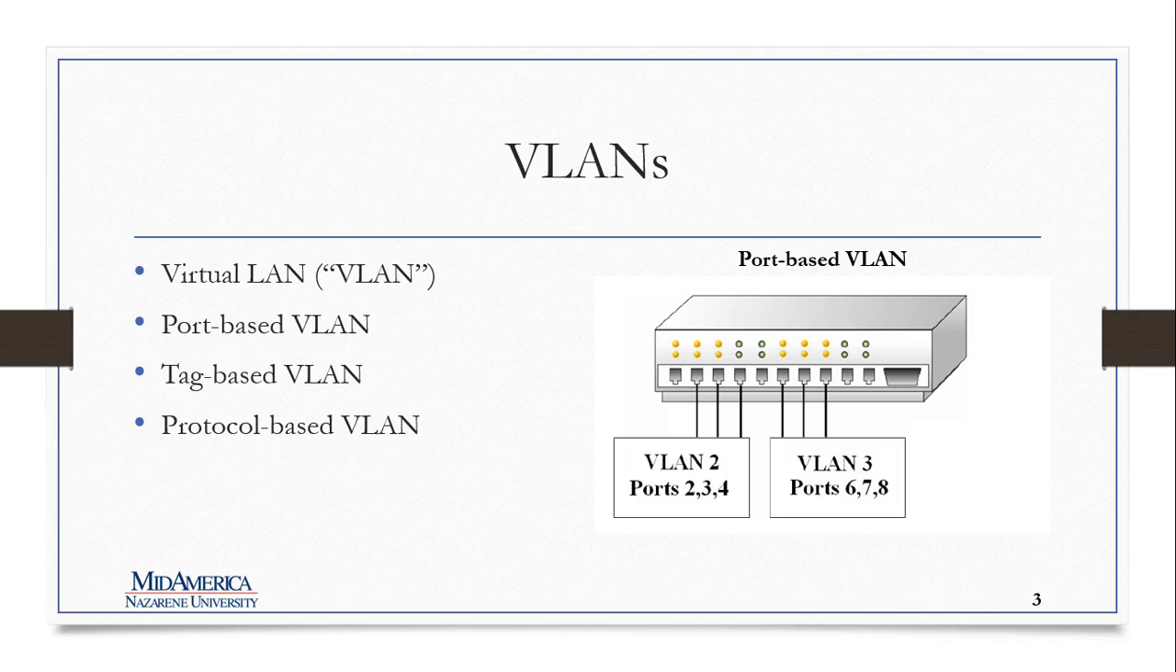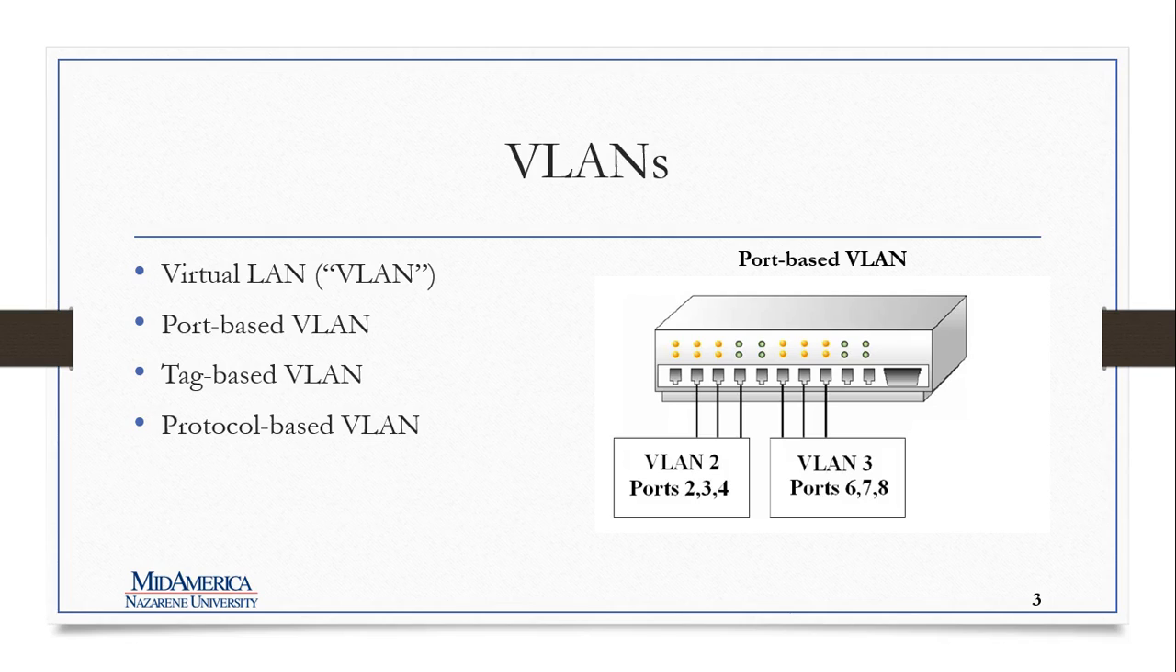There are three types of VLANs. That's port-based, tag-based, and protocol-based. The port-based VLAN is one where the host computers connected to specific ports on a switch are assigned to a specific VLAN. For example, assume the computers connected to switch ports 2, 3, and 4 are assigned to the sales VLAN, while the computers connected to switch ports 6, 7, and 8 are assigned to the engineering VLAN.